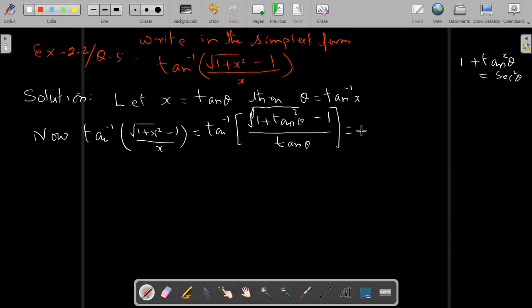So this will become tan inverse under the root sec square theta minus 1 divided by tan theta. And this under root and square will cancel. So the next step will be tan inverse of sec theta minus 1 upon tan theta.